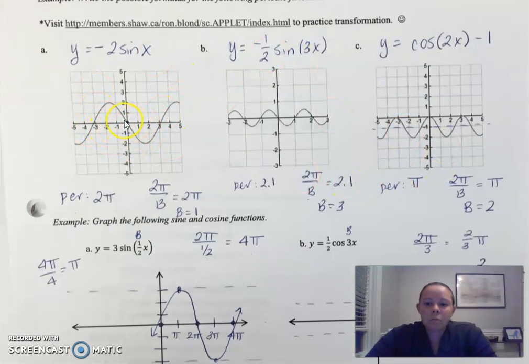So on this one, if you wanted to say cosine, you could, but remember, we're not going to mess around with shifting it. So the fact that it goes through the origin, we're going to go with sine. And then it looks like it's definitely going down, so we'll need a negative sign.